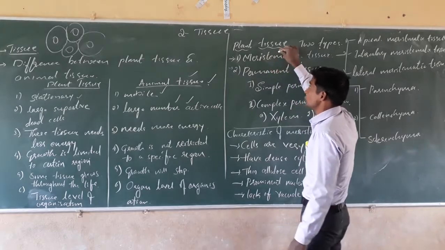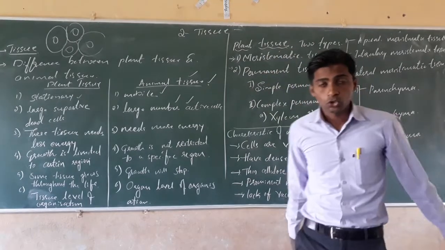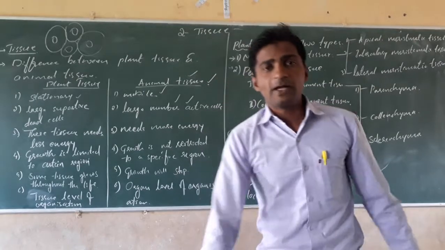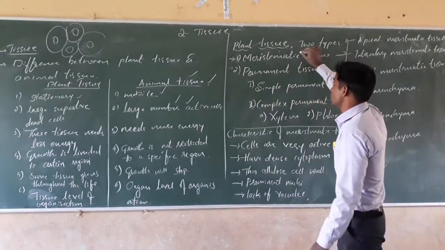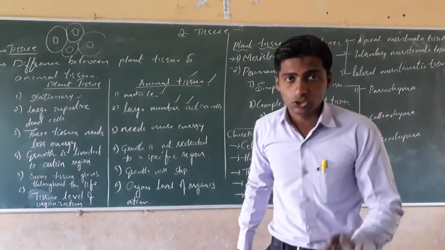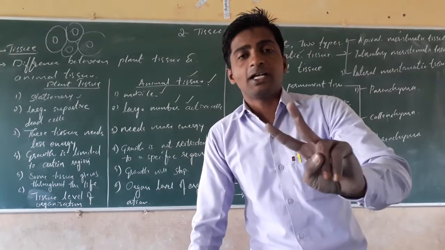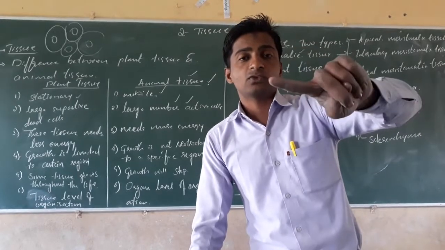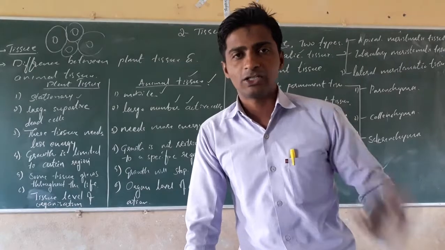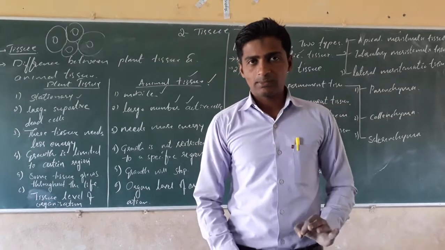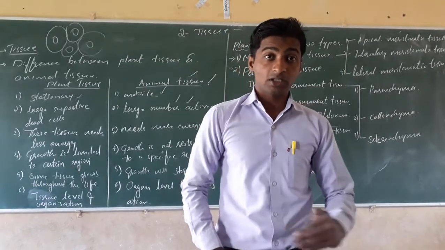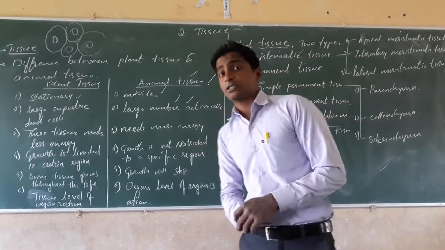Next, the plant tissue is divided into two types. The first one is meristematic tissue. The second one is permanent tissue. Plant tissue is mainly divided into two types, meristematic tissue and permanent tissue. Again, they are further branched into different types.